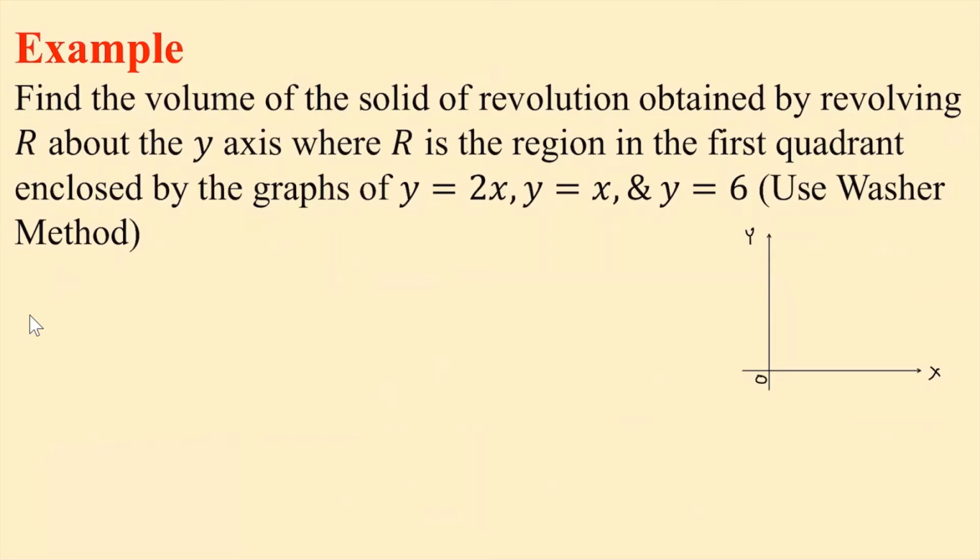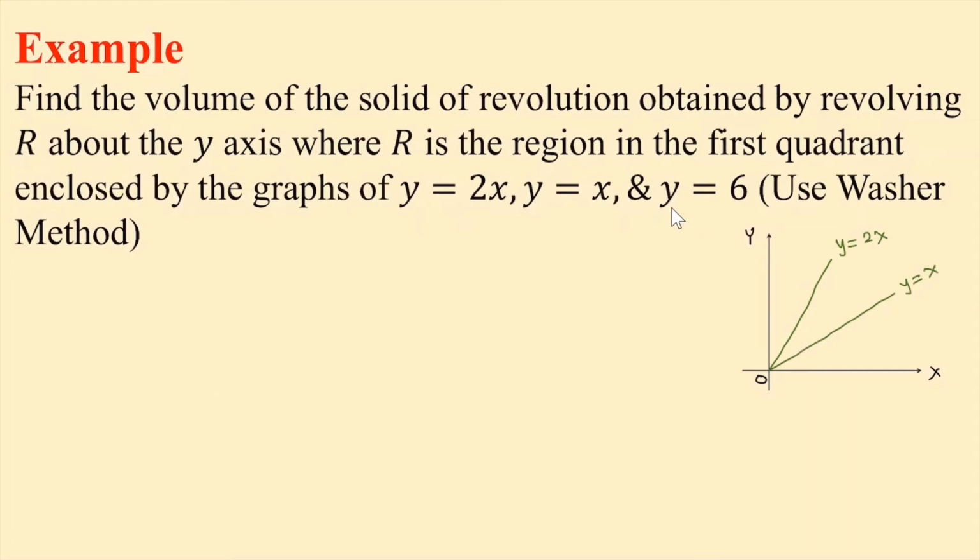Now let's draw those graphs. The first one is y equal to 2x. So the graph of y equal to 2x will be like that, a straight line, y equal to 2x. The next one is y equal to x. So y equal to x will be something like this. This is y equal to x.